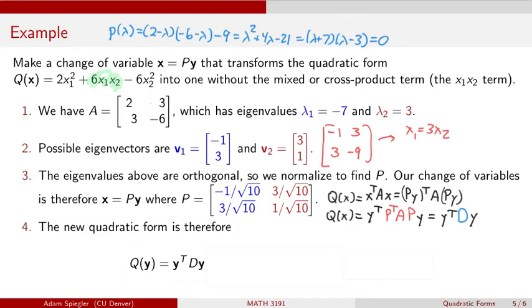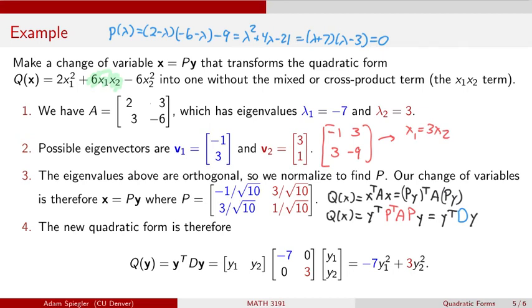Now our new quadratic form, which we can write in terms of this new variable y, our change of variable, is going to equal the row vector y1, y2 times this diagonal matrix D, which has entries -7 and 3, times the column y1, y2. This can be written algebraically as the formula -7 y1 squared plus 3 y2 squared.